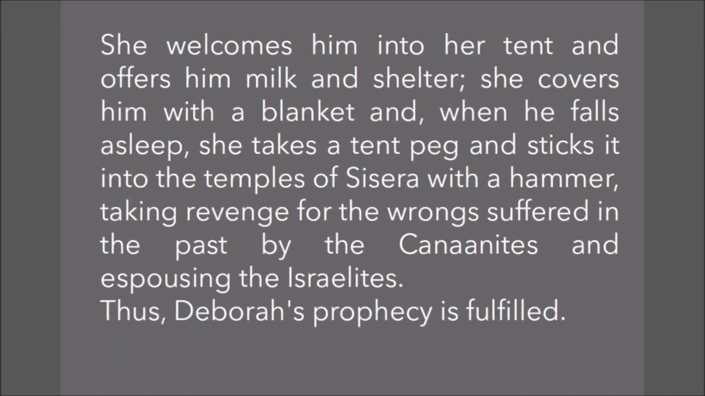She welcomes him into her tent and offers him milk and shelter. She covers him with a blanket, and when he falls asleep, she takes a tent peg and sticks it into the temples of Sisera with a hammer, taking revenge for the wrongs suffered in the past by the Canaanites and espousing the Israelites. Thus, Deborah's prophecy is fulfilled.